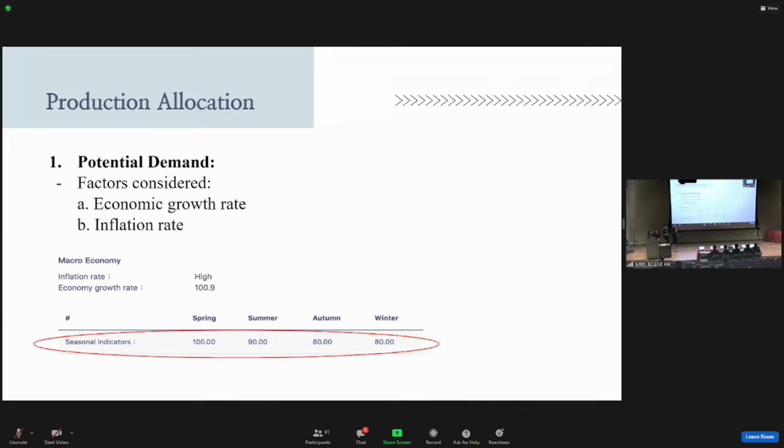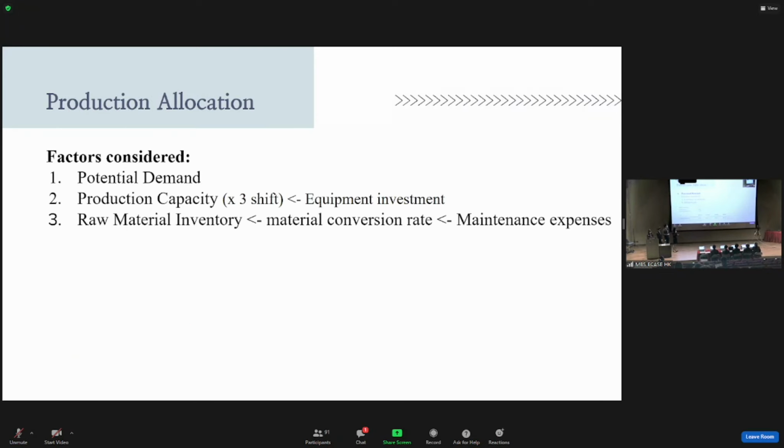Well, first, we need to determine how to allocate the production units. So we need to estimate the potential demand first. Economic growth rate and also inflation rates are the 2 important factors that we need to consider. For today's competition, there is a huge decrease in the seasonal indicators compared with the previous workshop that we have attended. So we estimate the potential demand would grow at a decreasing rate. And we need to consider the production capacity and also the raw material inventory to determine if we can meet the potential demand. To allocate the production units into 4 different markets, we will make decisions based on the profitability and also the growth of each market.